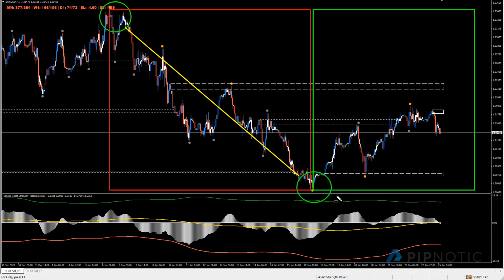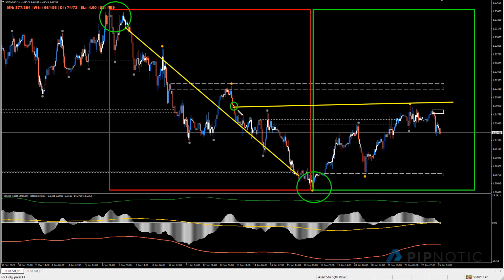So if you look at this, in the leg down, what is the deepest price retraced to on the way up? Well, it came to here. So we had this area of supply.